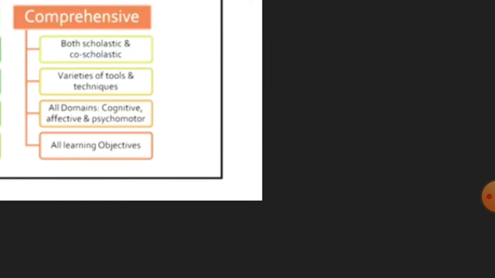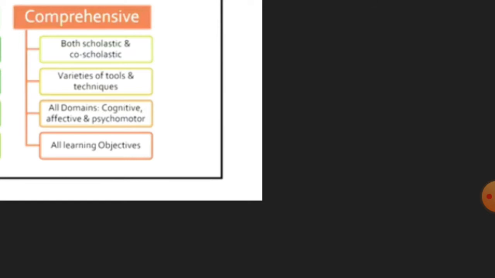So for this we have to evaluate the student comprehensively. It means the teacher has to evaluate or test the student's performance in both activities, that is, curricular activities and co-curricular activities. You know already what is curricular and what is co-curricular. Curricular means exactly according to the syllabus, and co-curricular means which supports the content of the syllabus.